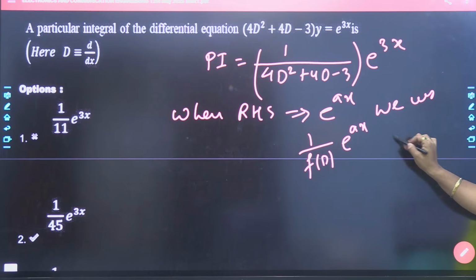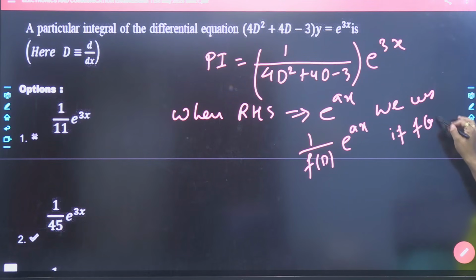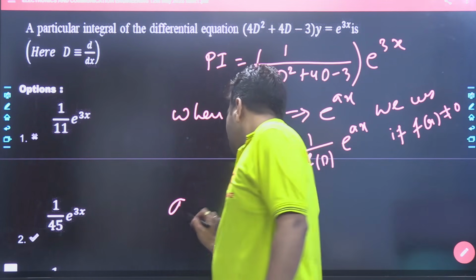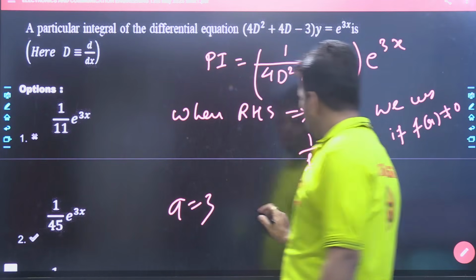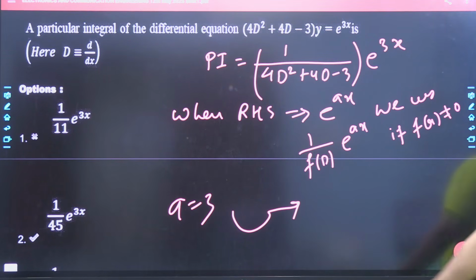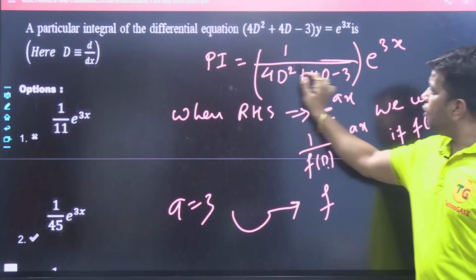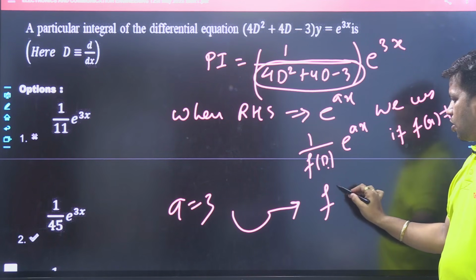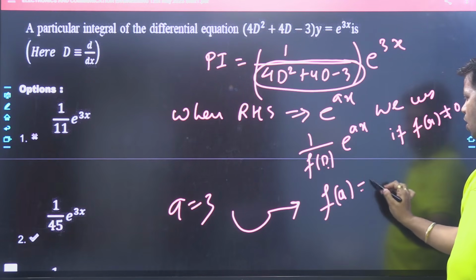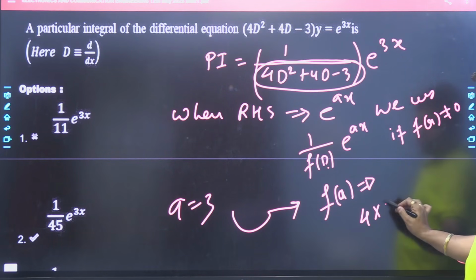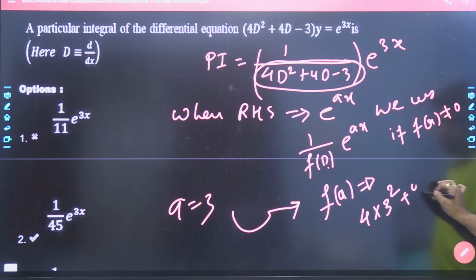Because of that, we can say that if f of a is not equal to 0, just put a equals 3 in this equation. So you got the answer. This is f of D. So f of a is what? 4 into 3 square plus 4 into 3 minus 3. It gives you value 45.